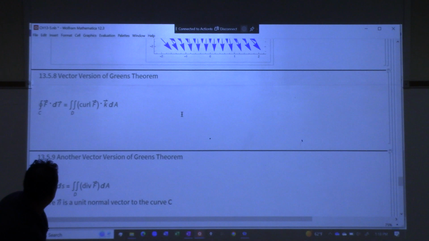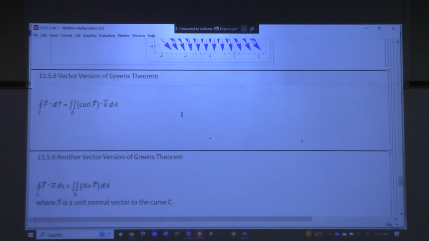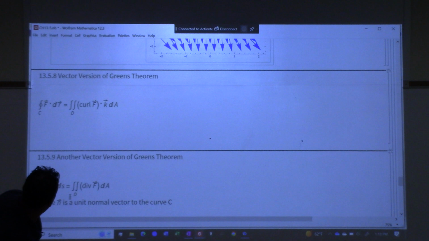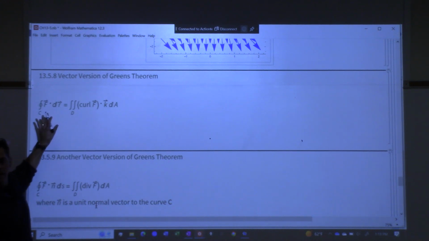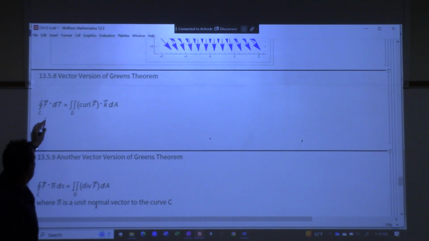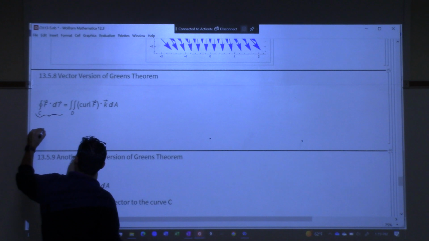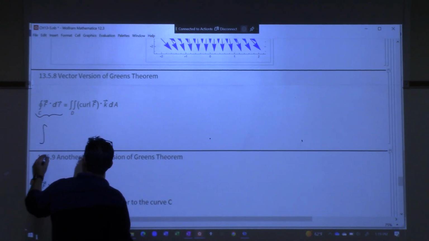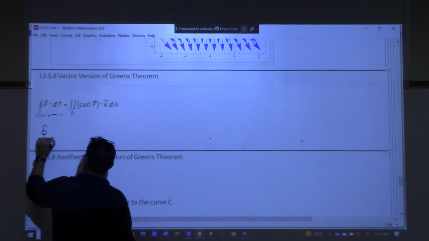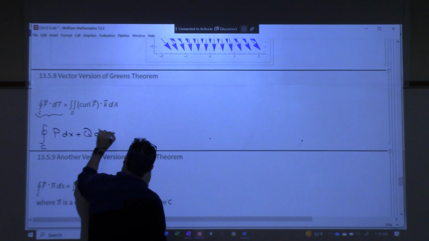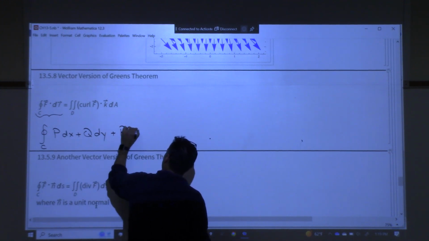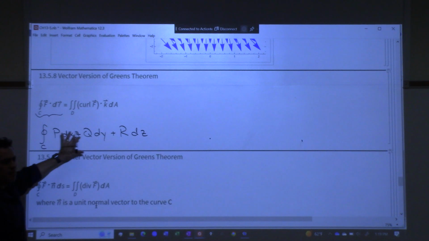All right, the last two notes here are just, well, this first one is the one that's more important. The second one is just because it's in the book, I wanted to put it in here. I wanted y'all to see an alternate notation for the work integral that we had been working with. Remember this integral right here can be written as the line integral over the closed curve C of P dx plus Q dy plus R dz. That's another way to write this.